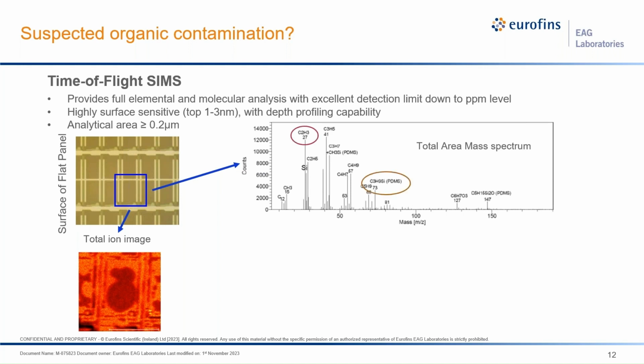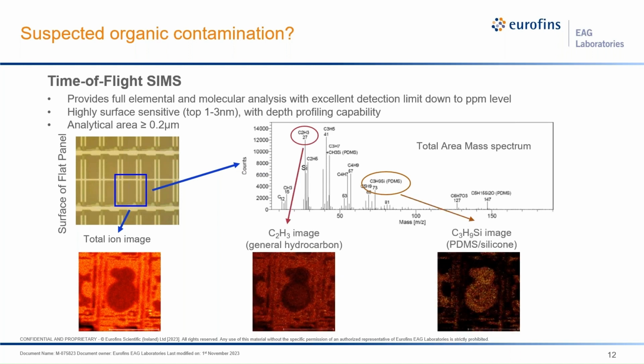By selectively looking at signature species, we can also see how different species were distributed within that area. So we can see here on the bottom right, on the residue surface, we have higher intensity of a PDMS fragment signal, indicating that the residue is likely silicone.